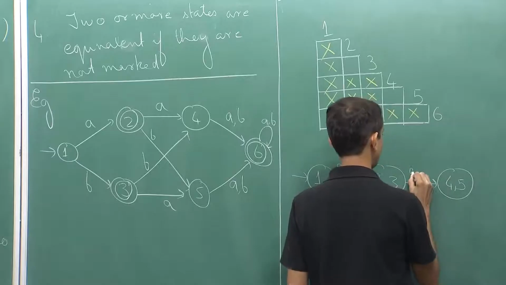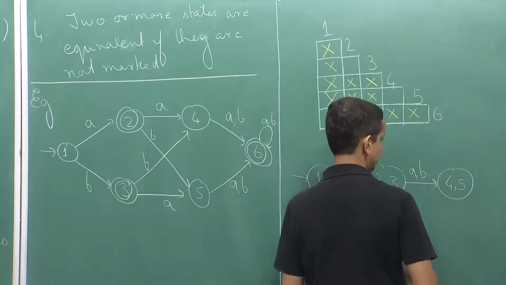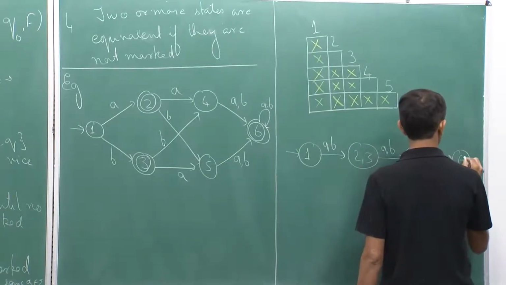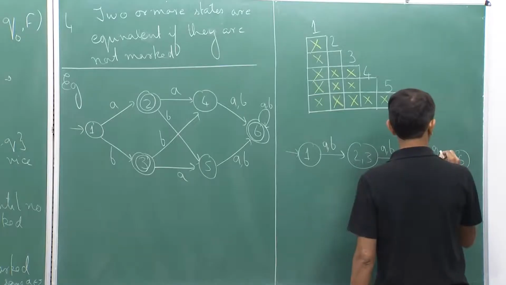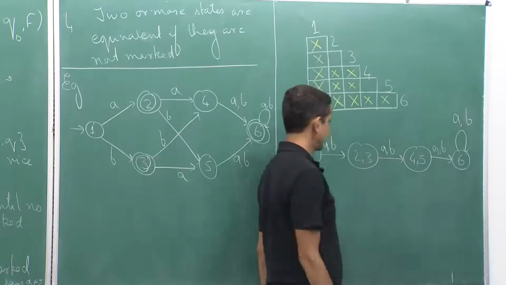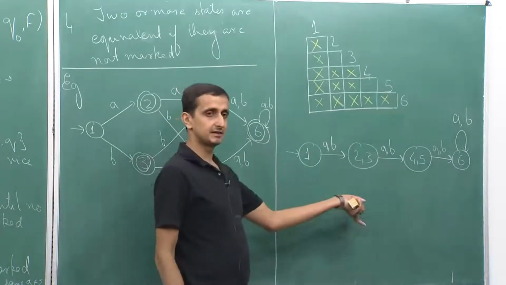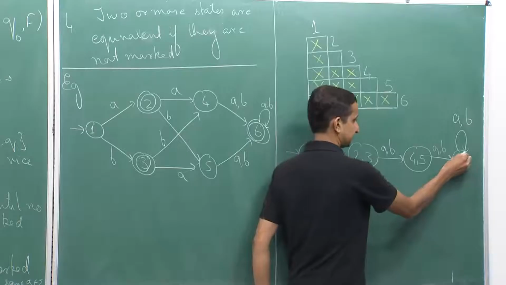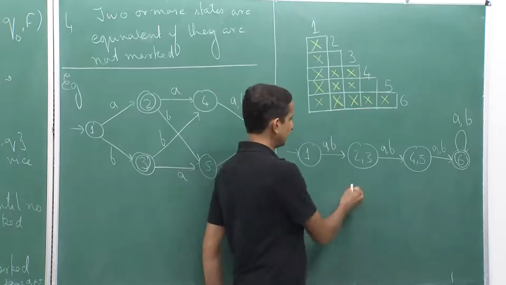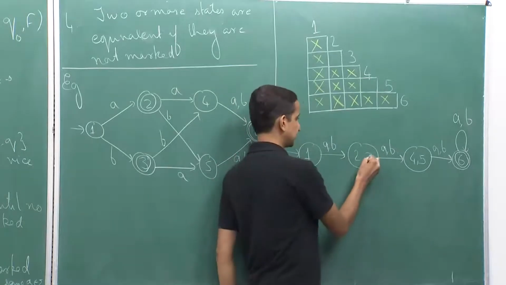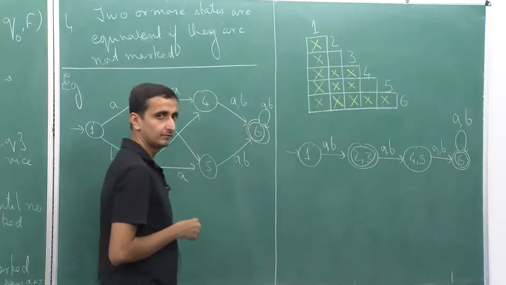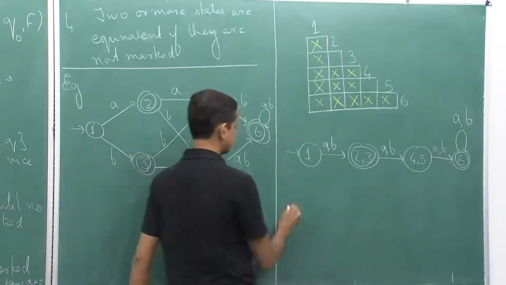From 2, 3 I go to 4 comma 5 on A and B, and from 4 comma 5 I go to 6 again on A and B, and I stay there on A and B. What are my accept states? The accept states are the old accept states. So, 6 is an accept state, and because 2 comma 3 was an accept state earlier, here it has been collapsed into a single state. So, 2 comma 3 is also an accept state. Okay. So, this is how you construct the minimized DFA.